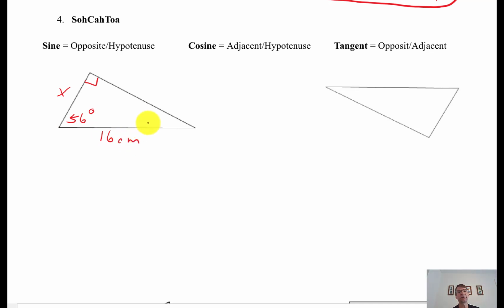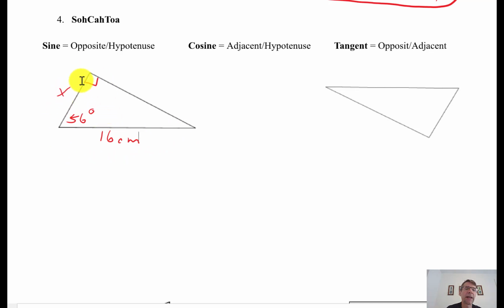So I want to find x using SOHCAHTOA. Hopefully you're familiar with this from your geometry class, but we're going to review this because it's going to come up several times this year. In this case, what I'm going to look at is, do I want to use sine, cosine, or tangent? So this is the hypotenuse. It's always opposite the right angle.